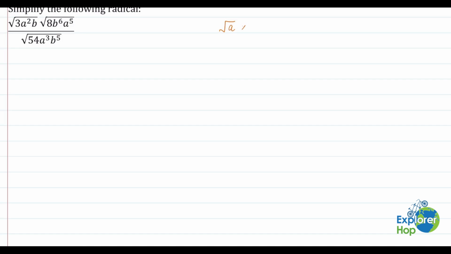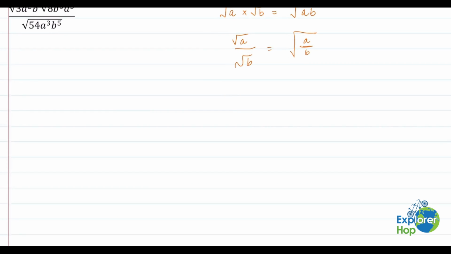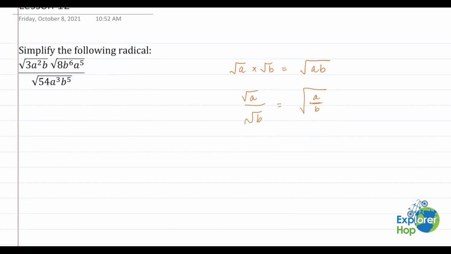The very first thing we need to do is recall that the square root of a multiplied by the square root of b can be rewritten as the square root of ab. And similarly, the square root of a over the square root of b can be rewritten as the square root of a over b. So using these facts, we will try to rewrite our radical in these forms.